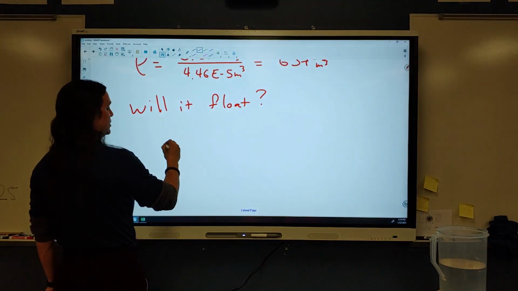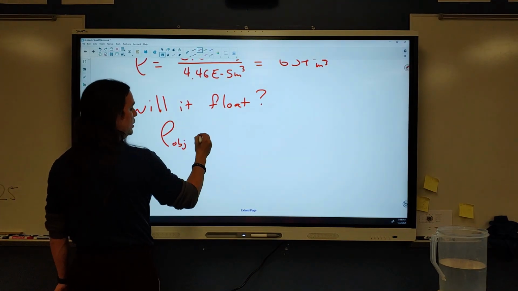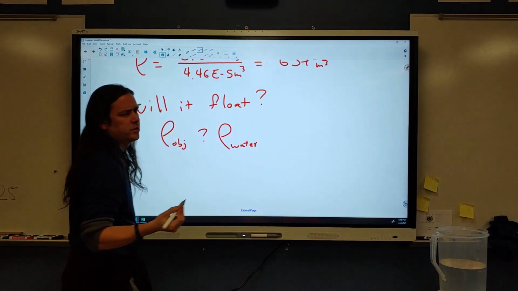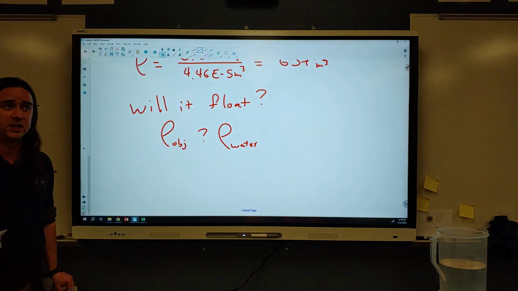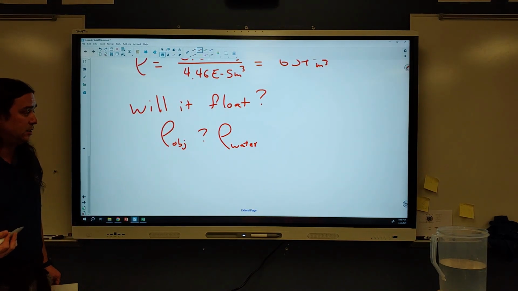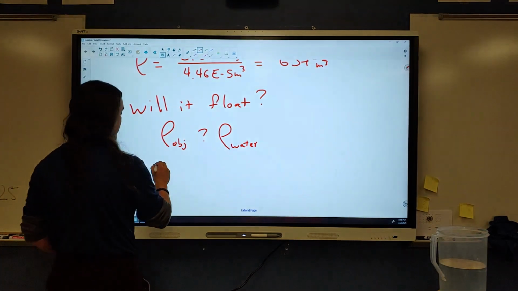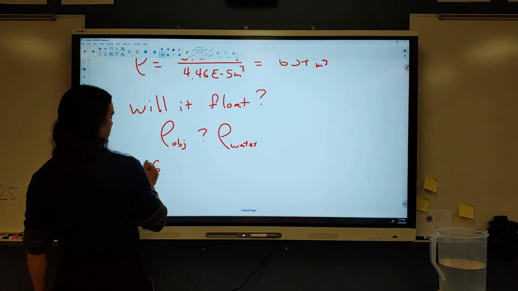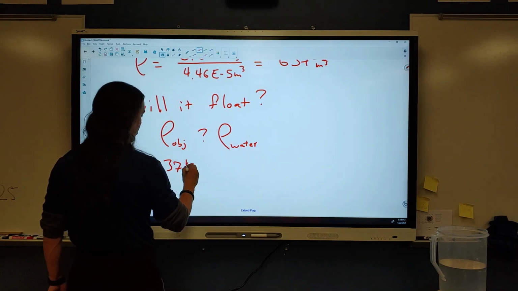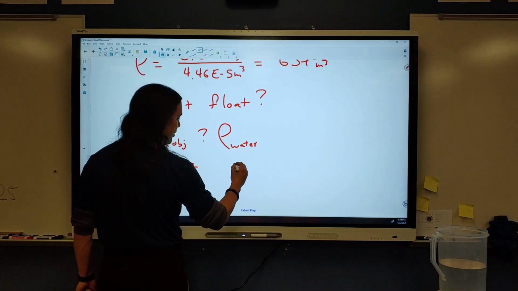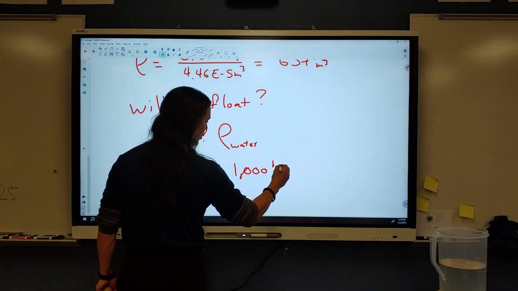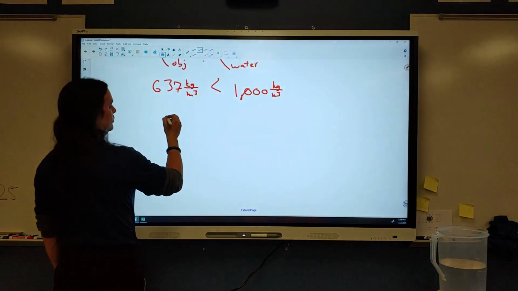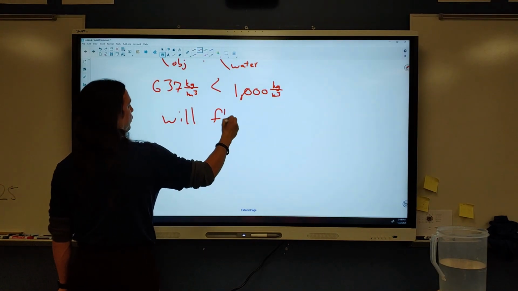And what we need to do is compare the density of your object to the density of what you want to get it to float in. In this case, and in most of our cases, it's going to be water, but you could actually use the density of ethanol if you were so inclined. So in this case, we have the density of our object, which was 637 kilogram per cubic meter. If it is less than the density of water, 1,000 kilogram per cubic meter, then it will float. So I predict this will float in water.